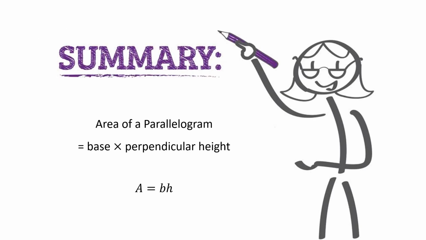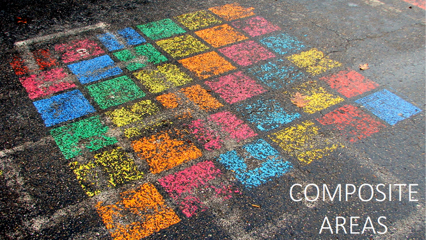All right, in summary, the area of a parallelogram is equal to the base times the perpendicular height. Or we could write that as A equals BH. Okay, that's it for this lesson. In our final lesson on area, we're going to look at composite areas.